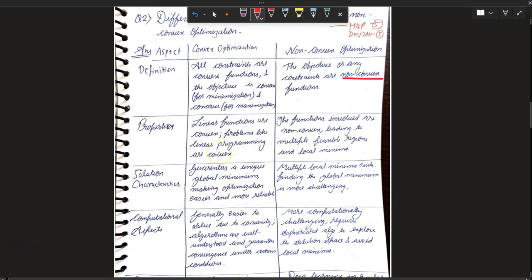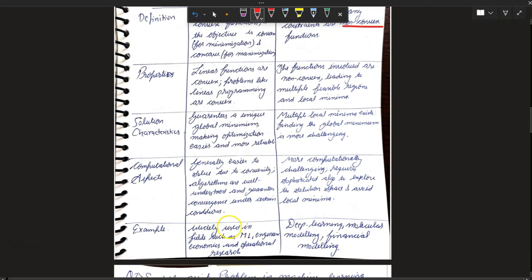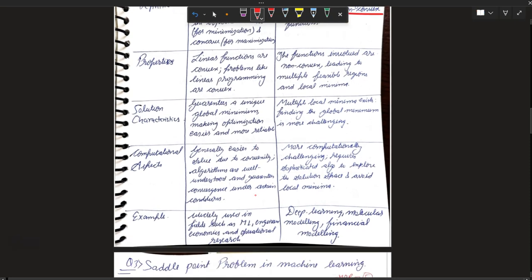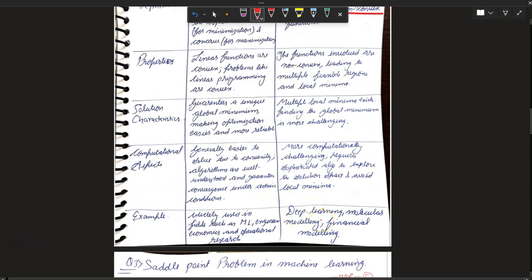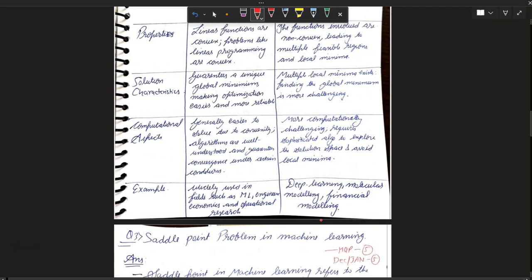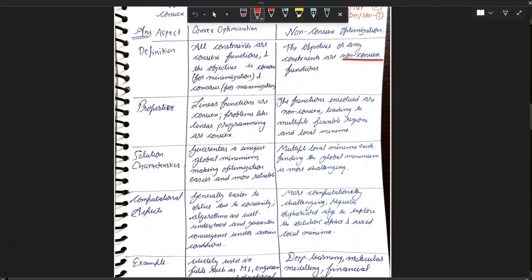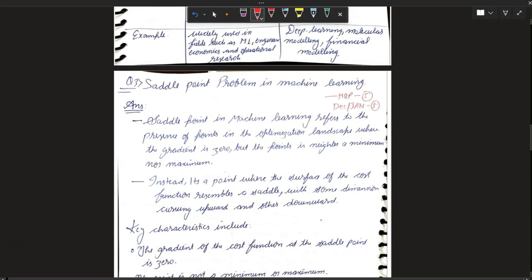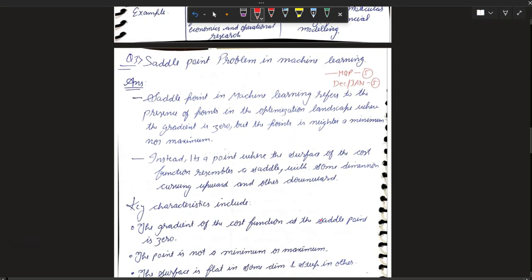For application, convex optimization is widely used in ML, engineering, economics and operational research, whereas non-convex optimization is widely used in deep learning, molecular modeling and financial modeling. I hope this difference is clear to you all. Just read it. And the third question is the saddle point problem in machine learning.